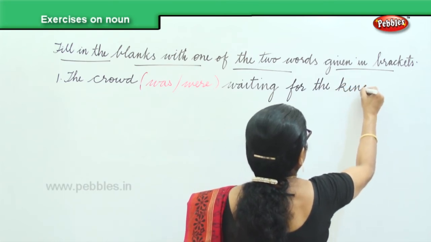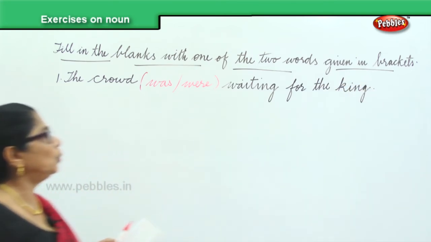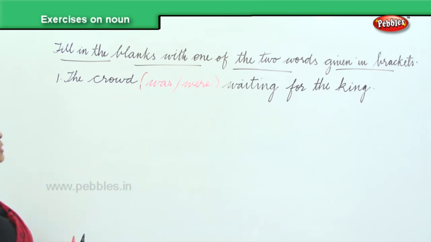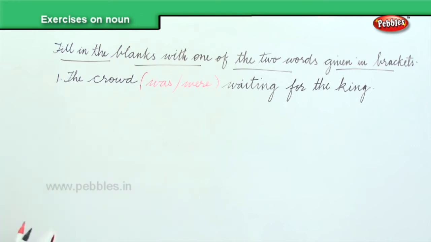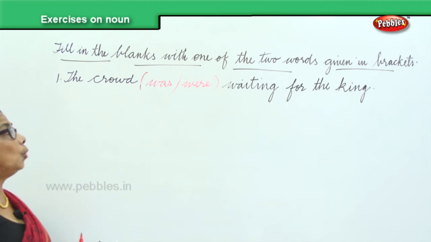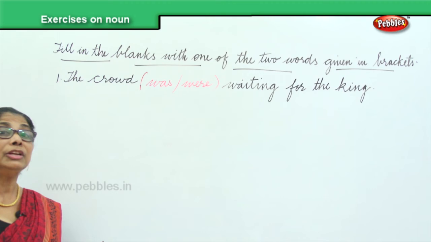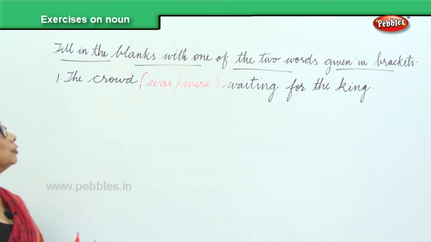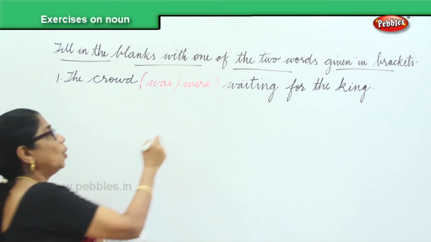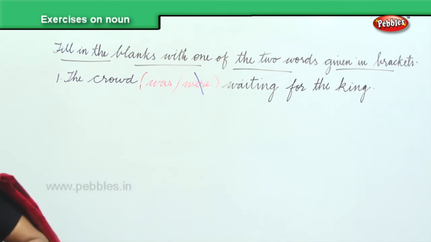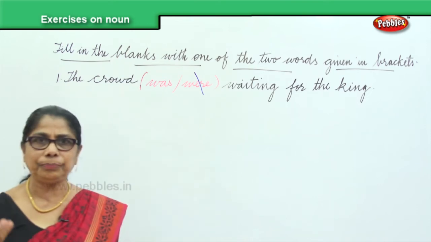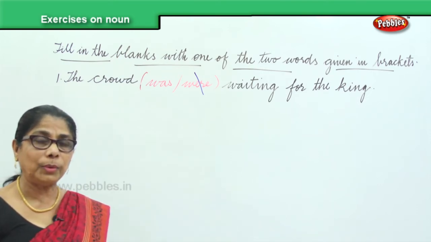Now, here what we are going to do again is we are going to strike up the word that we do not need. Fill in the blanks with one of the two words given in brackets. We're going to take away the word that we do not need. Okay, let's do it for the first one for you. The crowd was waiting for the king. The crowd were. Crowd is already plural, so we need to have a singular verb. So you will say the crowd was waiting and you do not say were waiting. So that's how we are going to proceed. Okay, we are going to pick up the word, strike off the word we do not need.